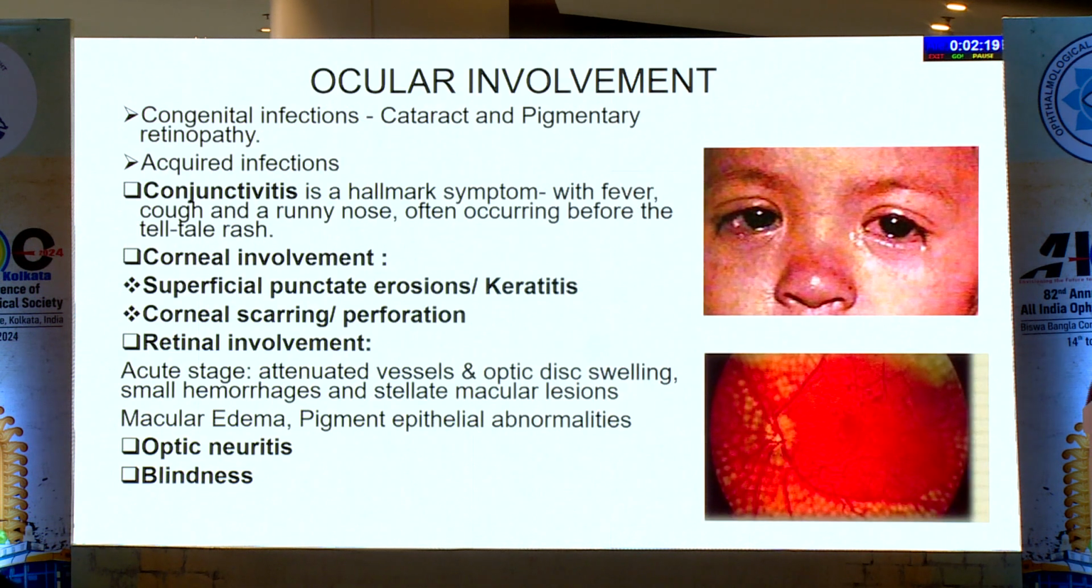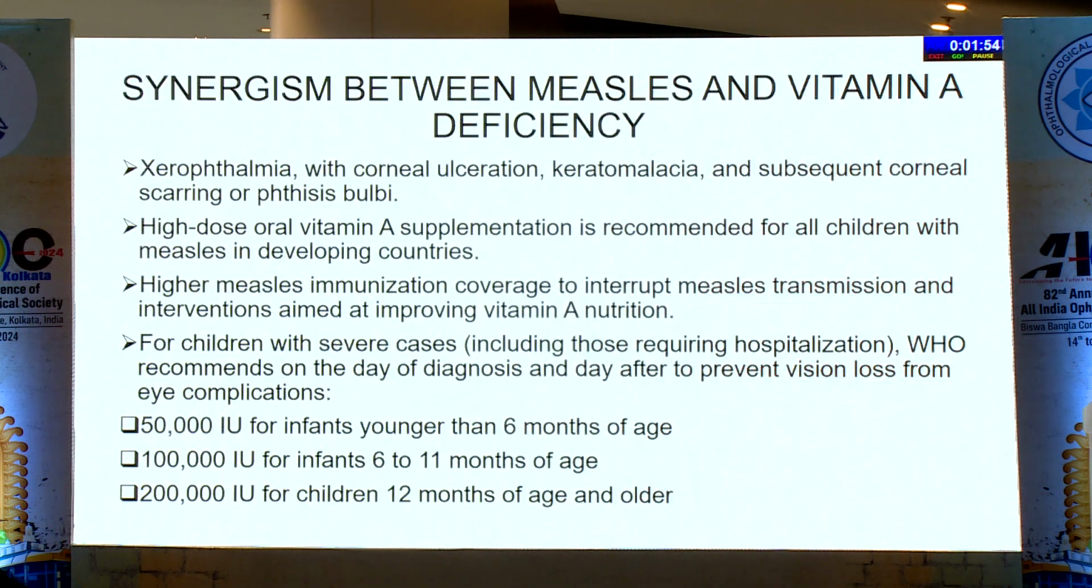Ocular involvement can be a congenital infection or an acquired one. The hallmark is conjunctivitis, along with fever and running nose. In corneal involvement, there are superficial punctate erosions and keratitis, and in severe cases it can lead to scarring or perforation. More vision-threatening is when the retina gets involved, with optic neuritis, hemorrhages and pigment epithelial abnormalities, finally leading to blindness.